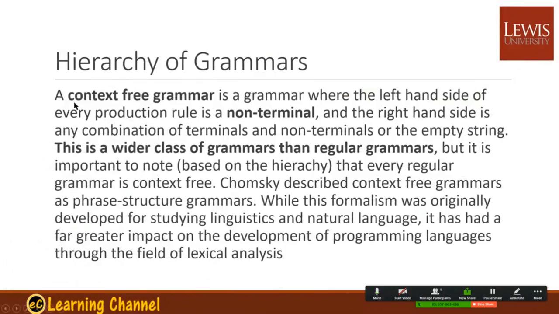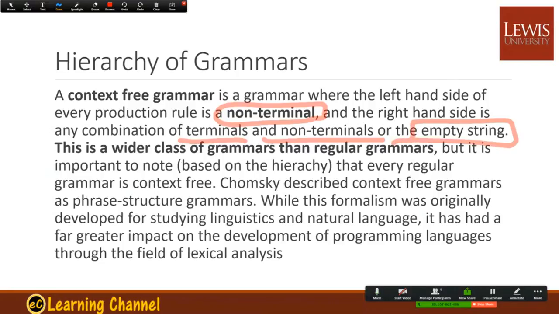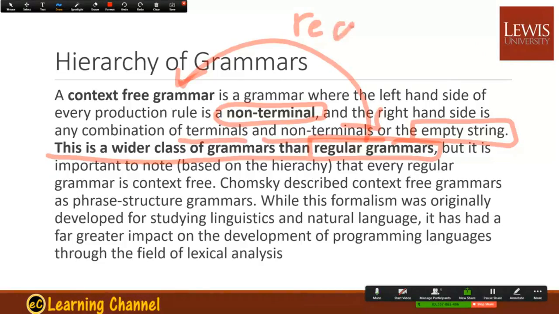So hierarchy of grammar, a context-free grammar is a grammar where the left-hand side of every production rule is a non-terminal, and the right-hand side can be a terminal or non-terminal, or the empty string. And the wider class of the grammar, that this is wider than regular grammar. And the difference for regular grammar and context-free grammar is recursive. You can put yourself on the right-hand side, but not for regular grammar.